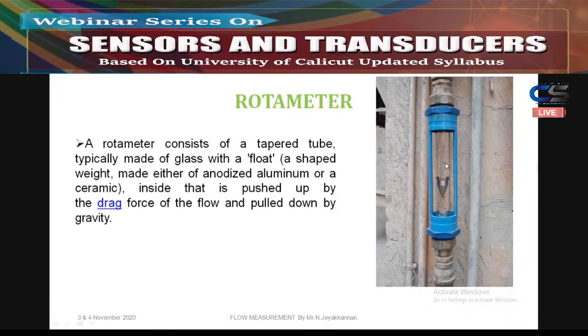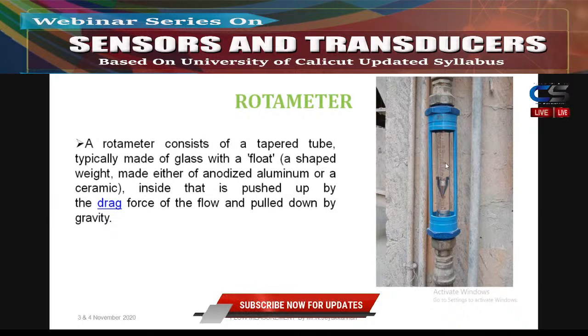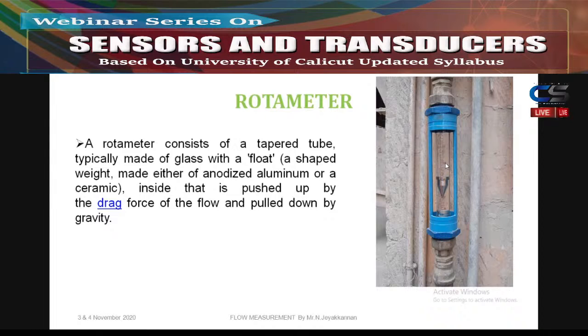So the rotameter is mainly meant for straight pipes. It cannot be used for cross-sectional pipes. It can be used for straight pipes where we can measure the flow easily. Based on the movement of the float from bottom to top, we can use that.